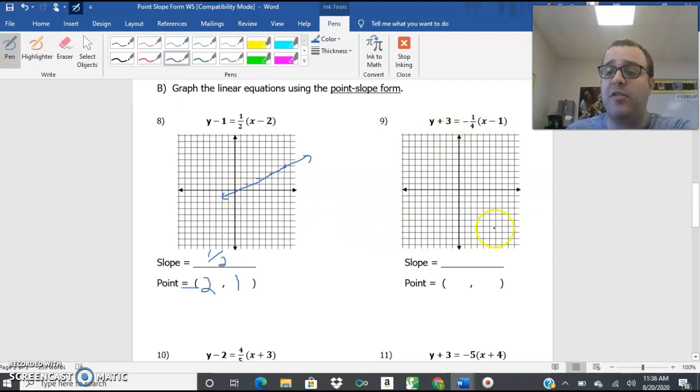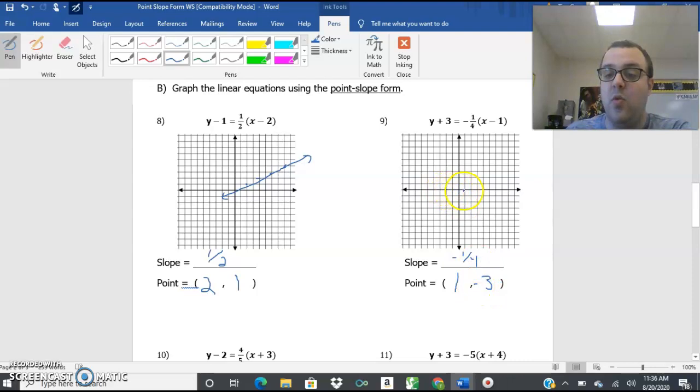Same thing with the second one. I'll start by writing my point out. So my x coordinate is going to be 1 because I see a -1. And then my y coordinate, because I see a +3, is going to be -3, right? Y minus y1. So y minus -3 would look like +3. So it's really a -3 there. My slope's -1/4. That one I don't need to change the sign on. And then I can go ahead and graph this.